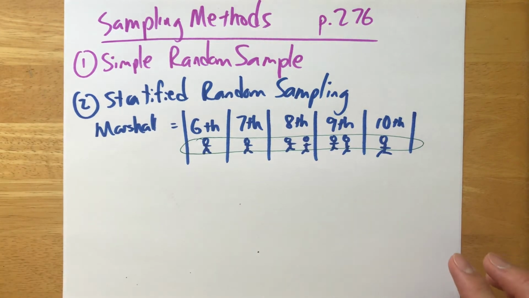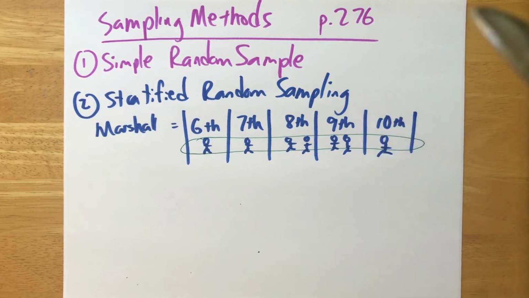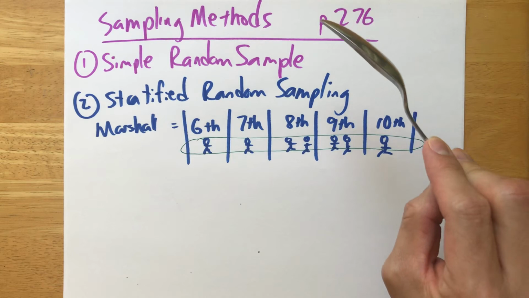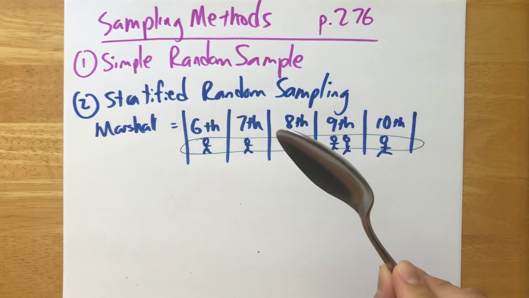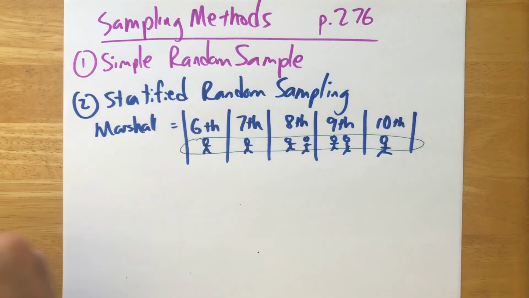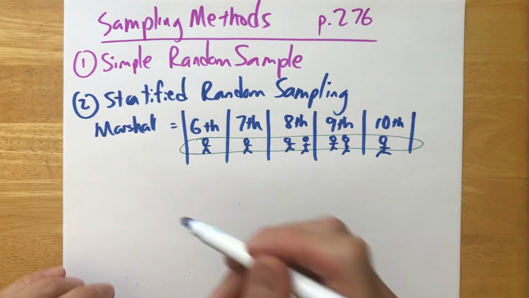You can Google it. And if I took my spoon and I cut from the top to the bottom, I get a little bit of each layer, right? I'm getting a little bit of each strata. That would be stratified random sampling. Think about that next time you have some cake.